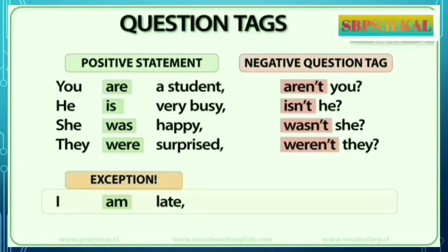Now be careful, children. There is an exception. For example, I am late. Am is a to be verb. When the subject is followed by am in a positive statement, the question tag will be irregular. We have to use are and I. We do not use am here. Be careful, children, about this.